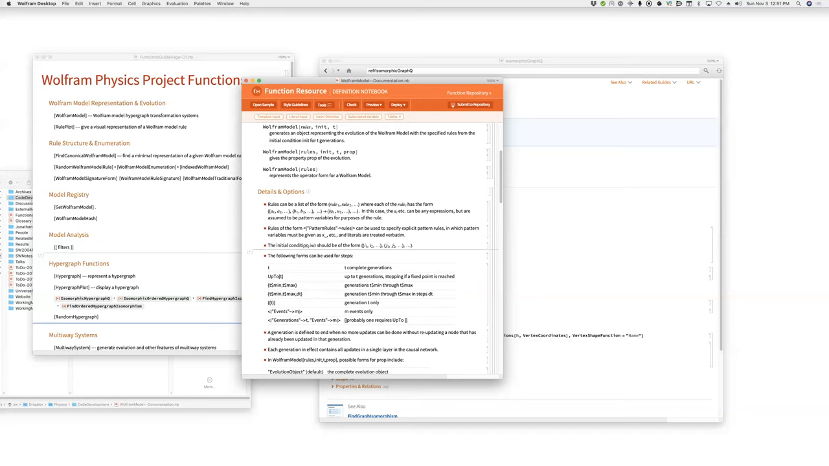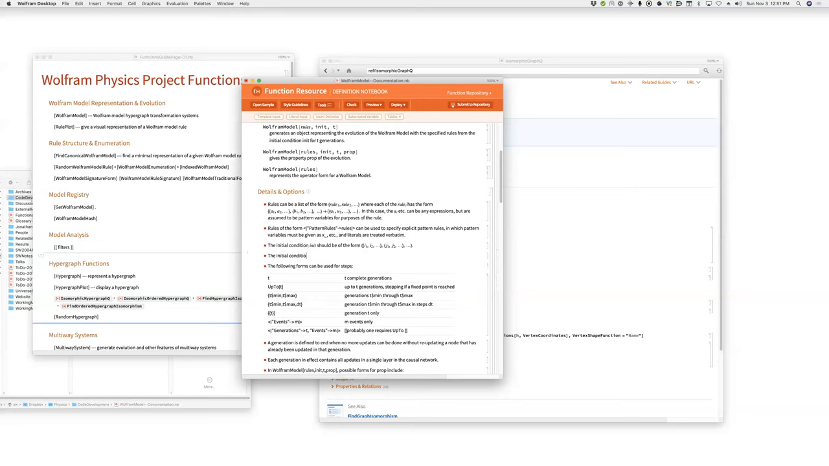Okay. The initial condition can also be a Wolfram model evolution object. And then what we're going to assume is that this means T complete generations. So if the evolution object already has 10 generations and you ask for 5, it'll give you a truncated evolution object. That makes sense? Max, do you understand? Yeah.